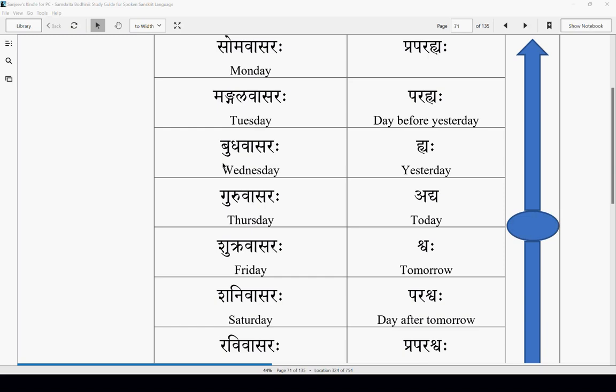I'm not sure how it's related to Venus, but this is Shukra. And then Shanivasara, Shani. Shani we already know. Saturn, Surya Putra, Shani. And then Ravi, obviously, the Sun. Sunday. Any word for Ravi you can use here. Suryavasara, Bhanuvasara.